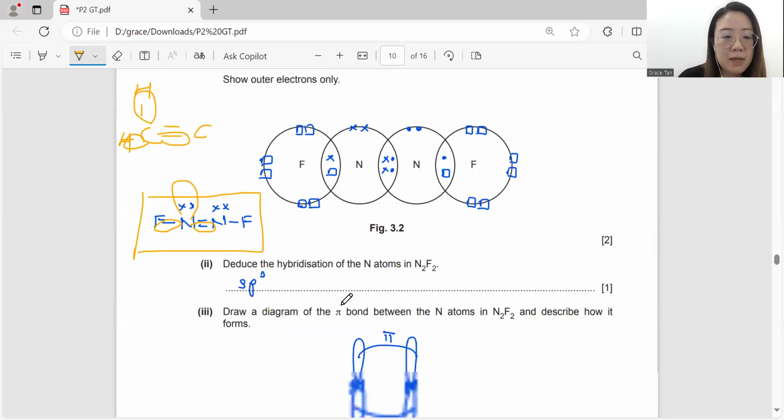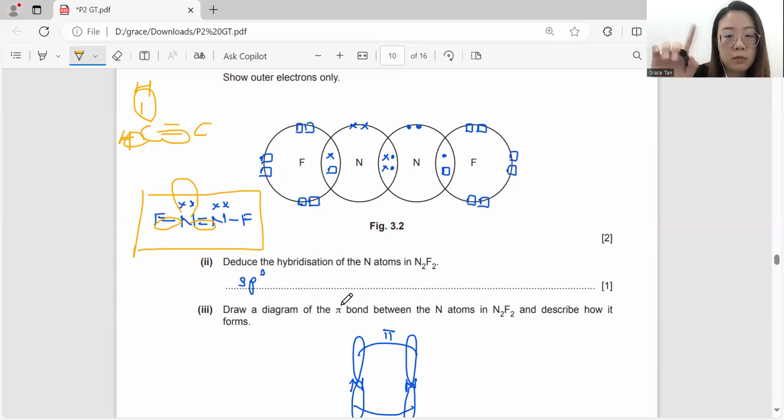Now, make sure the sp small 2 must be on top. It's called superscript. Okay, you cannot write sp2 like this. No, this is not permissible. Okay, it has to be sp2 like this.